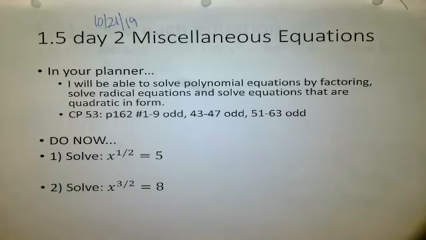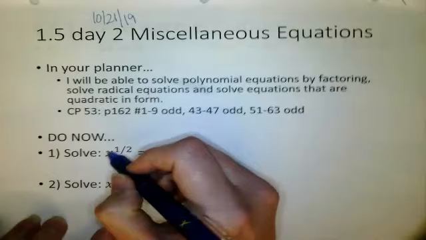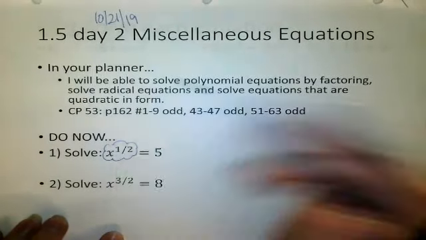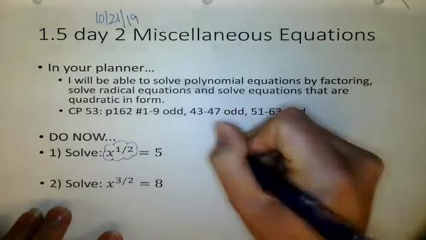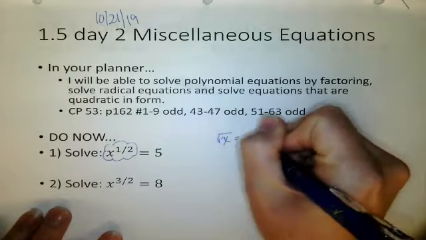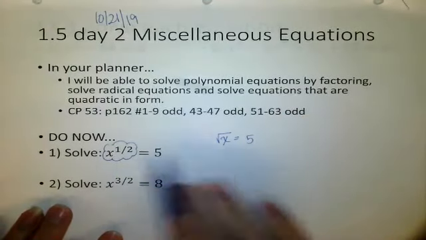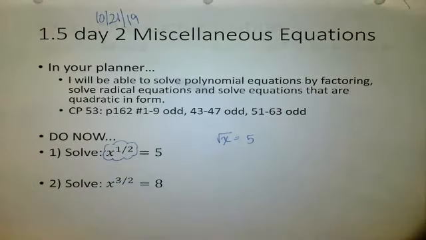All right, so we want to solve x to the 1/2 equals 5. This is just a refresher of what we did last week. Can you refresh my memory, what does x to the 1/2 mean? Square root of x equals 5. Yeah, so this would be another way to say the same thing. And then how can we get rid of the radical?